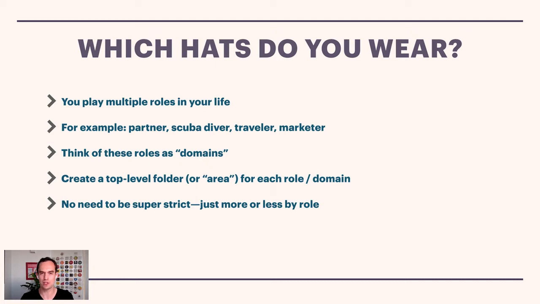Now, no need to be super strict here. The top level organization is really something that you do more or less by these roles, by these hats that you wear. And that's a good starting point. There's really no need to get super strict about this. Pick one that seems to make sense to you, maybe you have one for relationships and stuff like that. If it doesn't work, you can always change it later. But that's how I would encourage you to organize it.